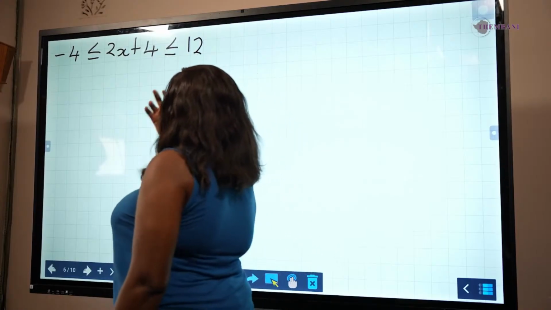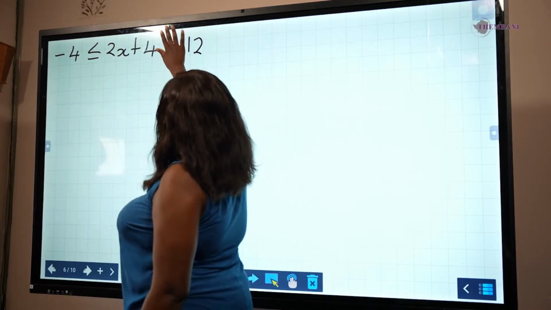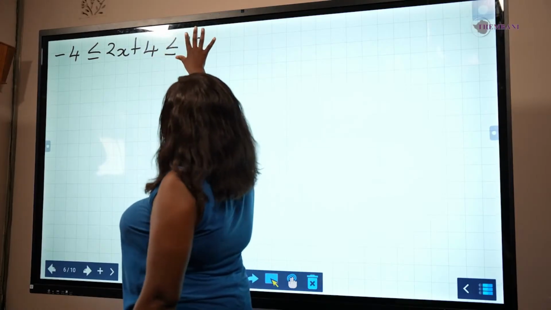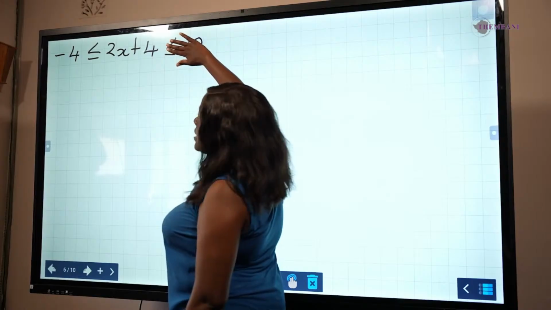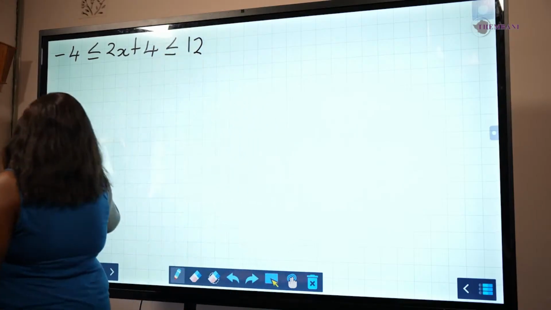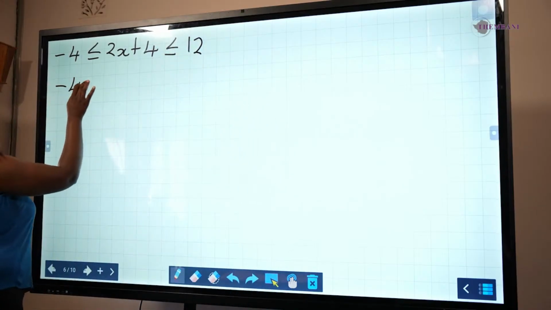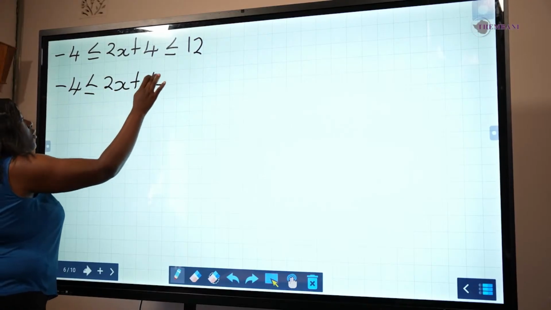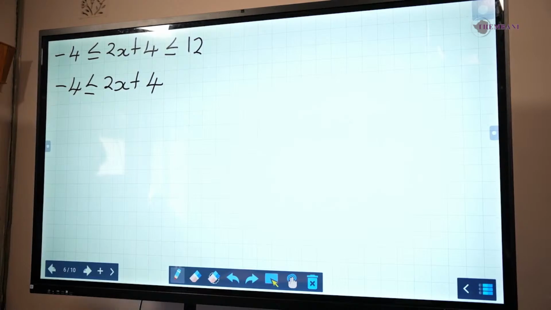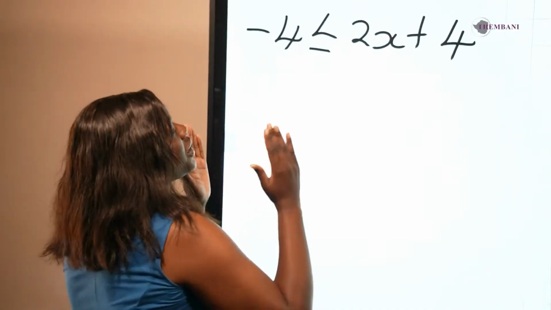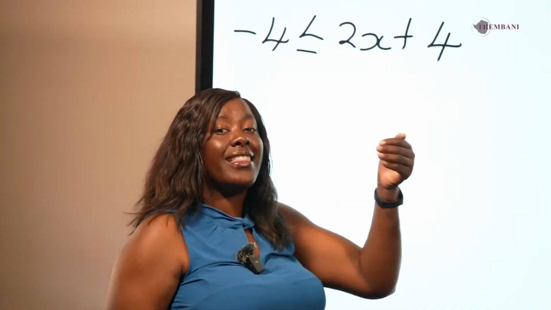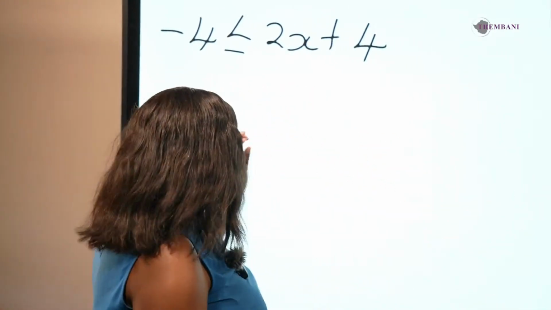Okay, so we are going to close off this first inequality first. So if I close off this inequality first, I'm left with -4 less than or equal to 2x plus 4. This is the inequality that I now have. So I solve this inequality first, and when I'm done, I then move on to the other inequality.